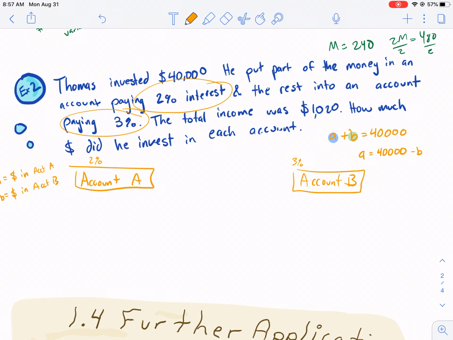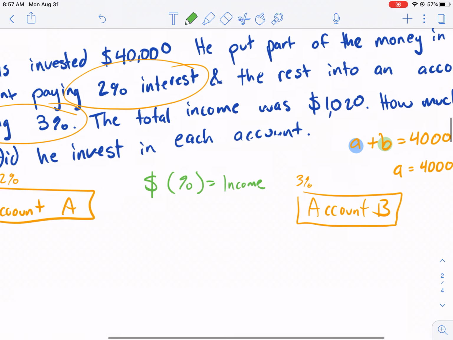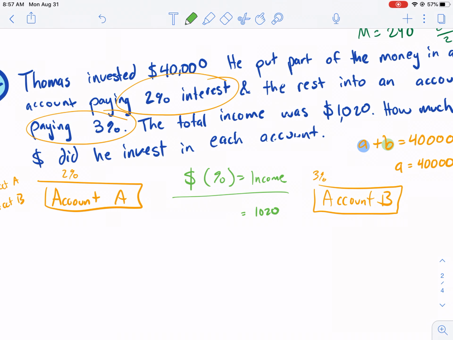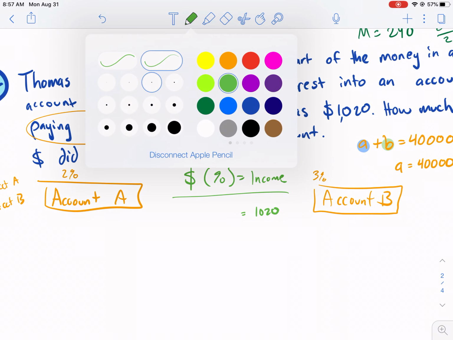Well, if this were one big account, we would take the money and we would multiply by the percent interest, and that would tell us the income. Okay? So this is kind of like our master formula. We're going to multiply by the percentage to find our income. So we know our income equals 1,020, but the problem is we have money in 2 different accounts. We have 2 different percentages. We have percentage from account A.